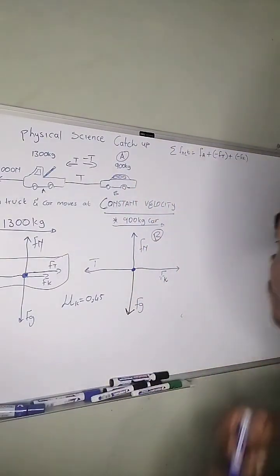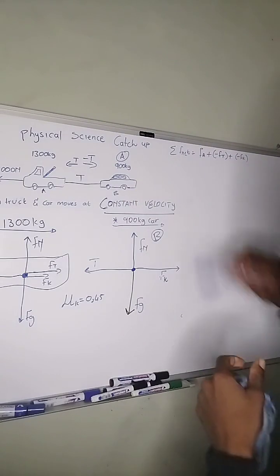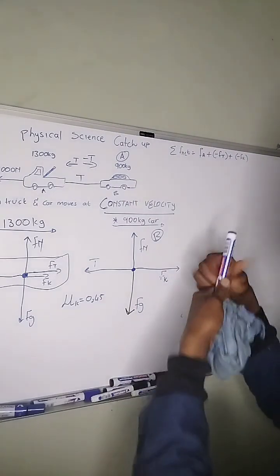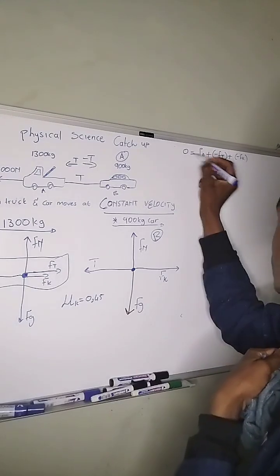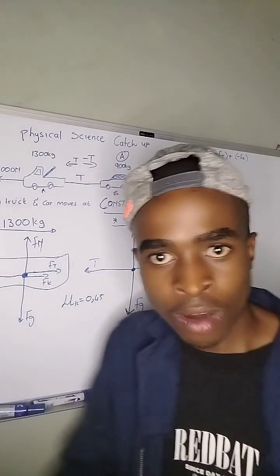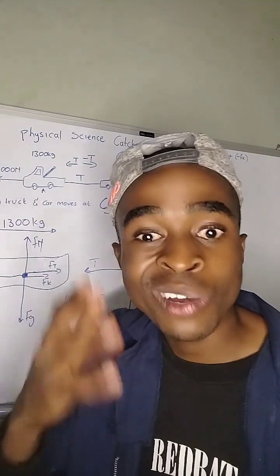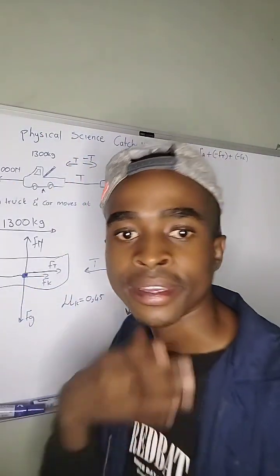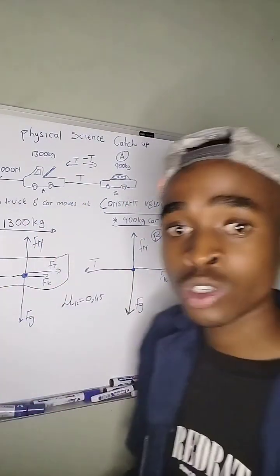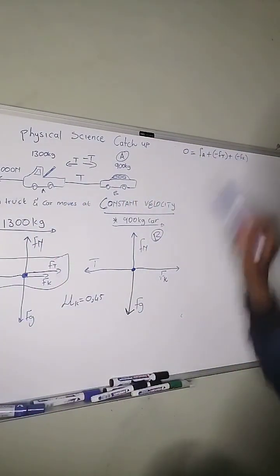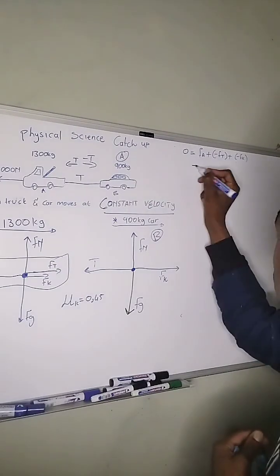Yeah, thank you. So our F net is going to be 0, right? And guys, we are not calculating for a specific question. We are calculating for everything. Not necessarily everything, but we are looking for tension. So now, as we have that, what is my F applied?